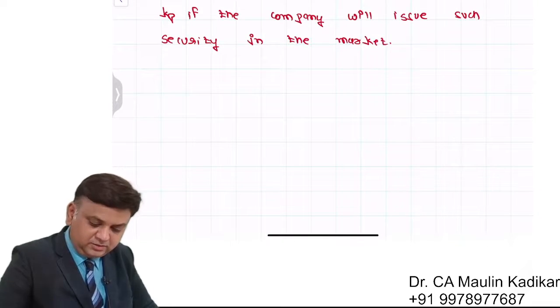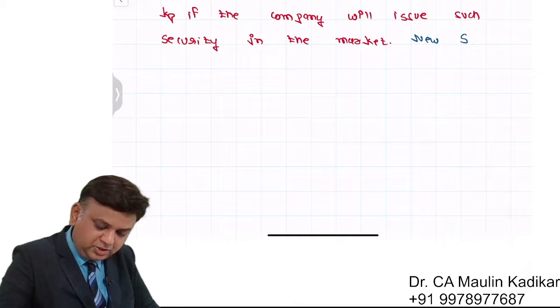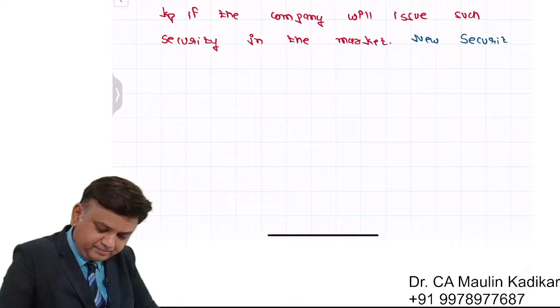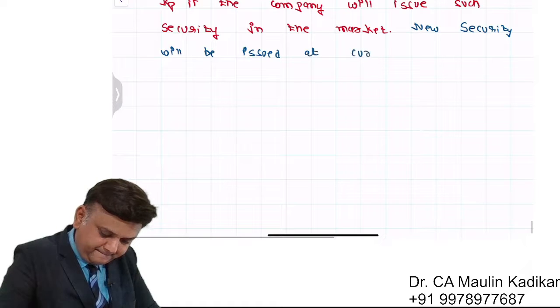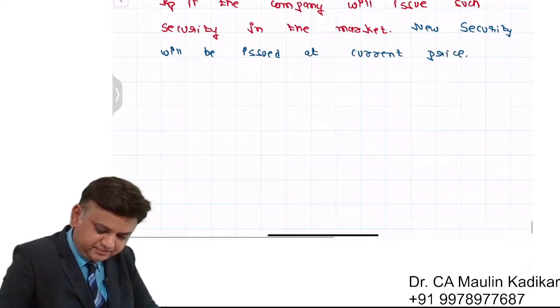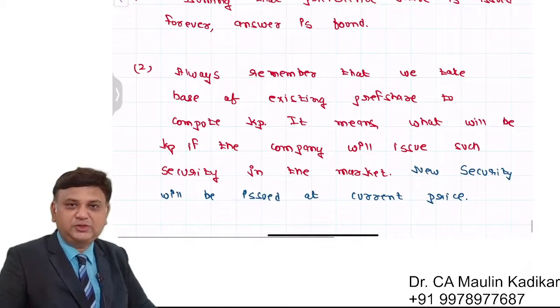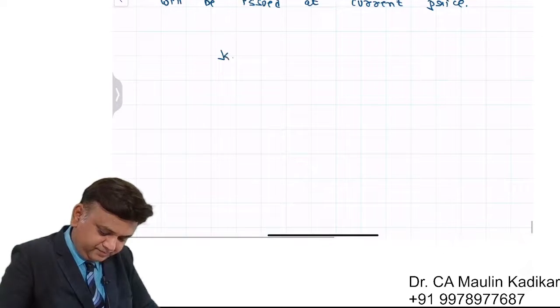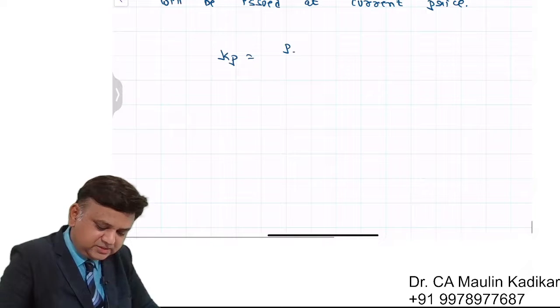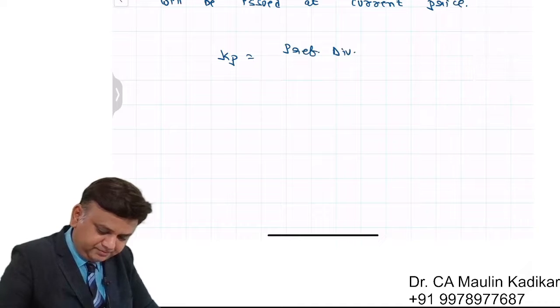In that, write down further: new security will be issued at current price. So we assume that the new security will be issued at current price. So KP is preference dividend divided by amount.